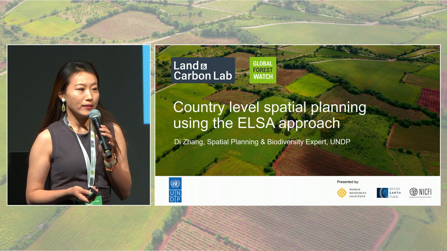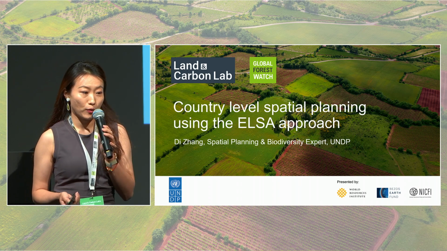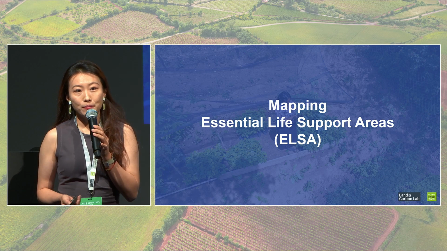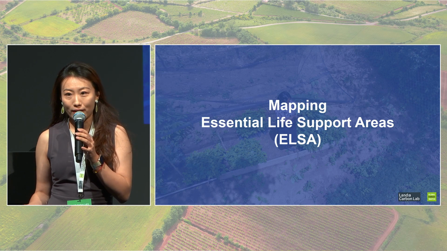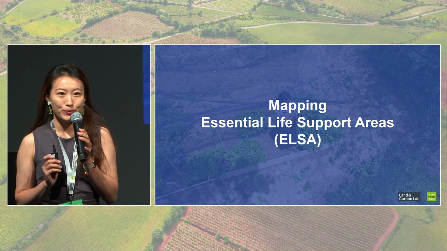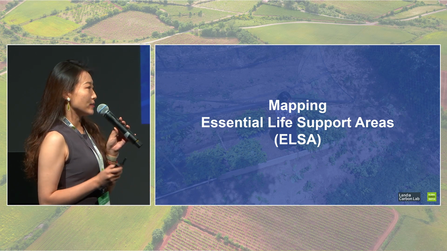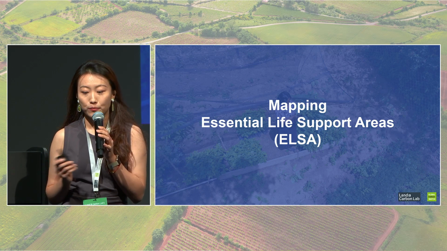Hi, everyone. My name is Di Zhang. I work for UNDP as a spatial planning and biodiversity expert on the Global Program for Nature and Development. Today it is my great pleasure to share with you a country-level spatial planning approach, ELSA. By ELSA, the full name is actually Essential Life Support Areas. Not that it has anything to do with the Disney princess. The project is also referred to as Mapping Nature for People and Planet.